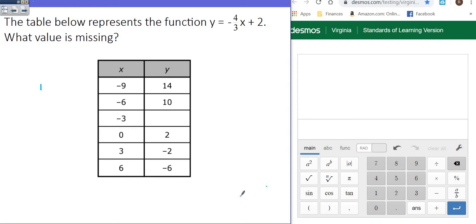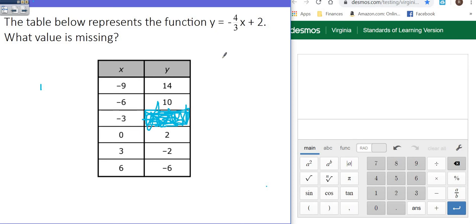Hi guys, so we're going to talk about what we do when we are given an equation and x and y values, and we want to make sure that we can find a corresponding y value that goes with an x value. So right here we've got to find, I have made a huge mess in what I'm trying to do here and it's not working.